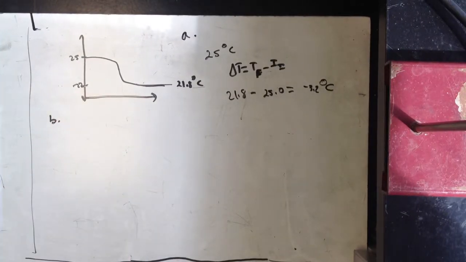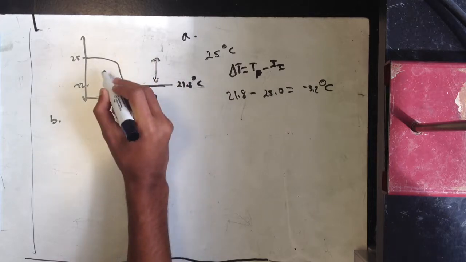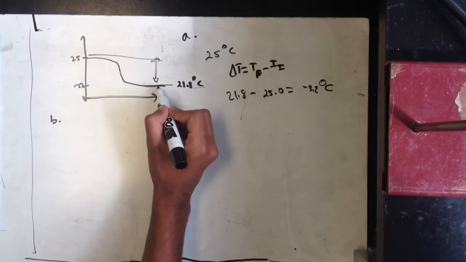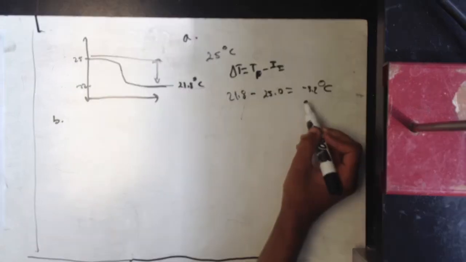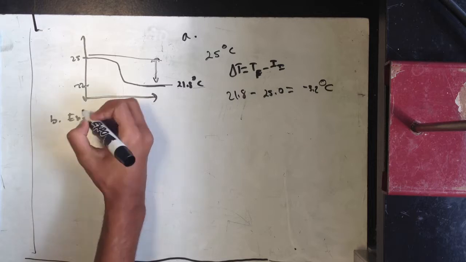For part B, it's asking if the dissolution is endothermic or exothermic. You can tell by looking at the graph that since it starts at 25 degrees and ends at 21.8, the value is negative, which means it is an endothermic reaction.